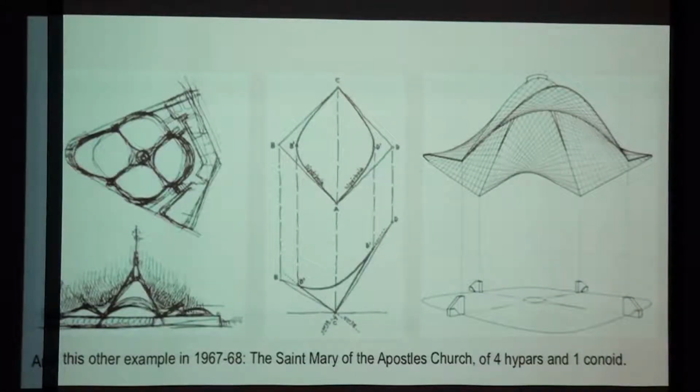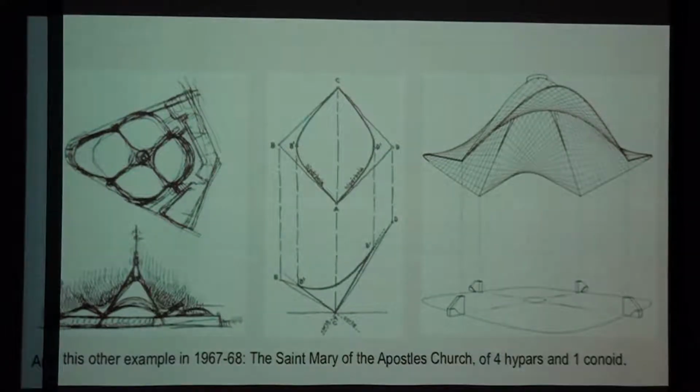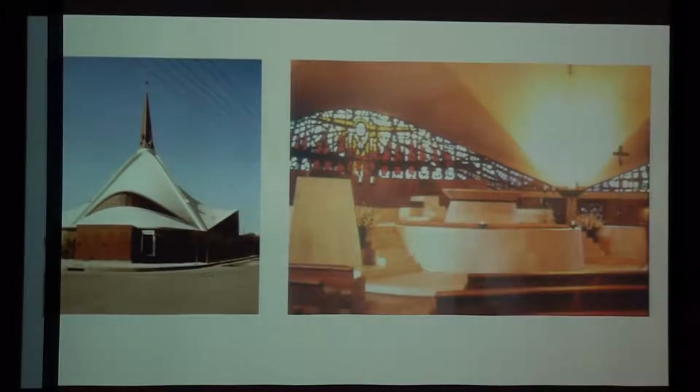Next. And this other example, between '67 and '68, the St. Mary of the Apostle Church, of 4 hypars and 1 conoid. The design was very easily obtained because from sketches like this one at the left, we only have to understand how to trace the hypars and transform it into a roof. No? Thank you. I think it is all. Oh, yes, this is the final result of this church.